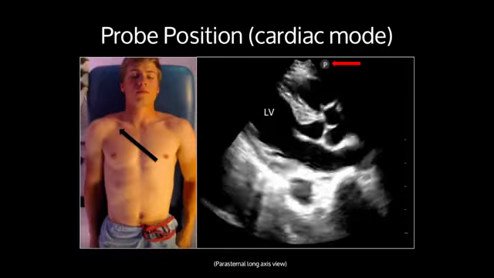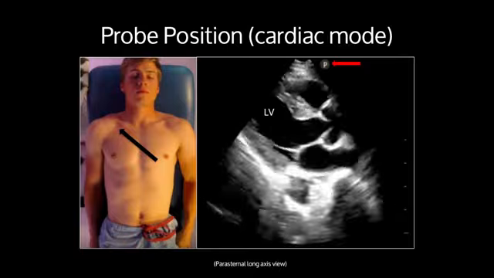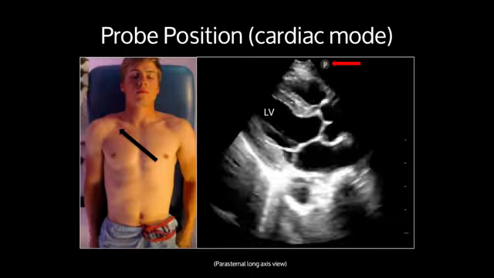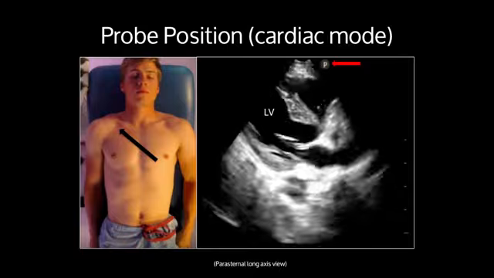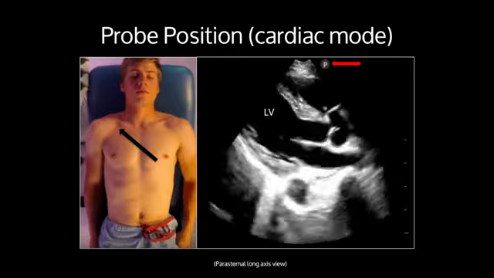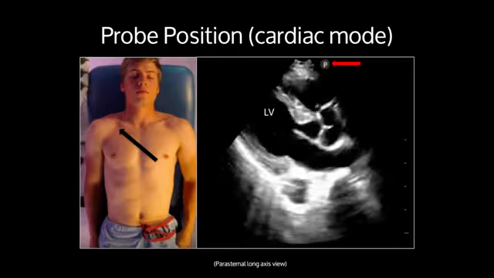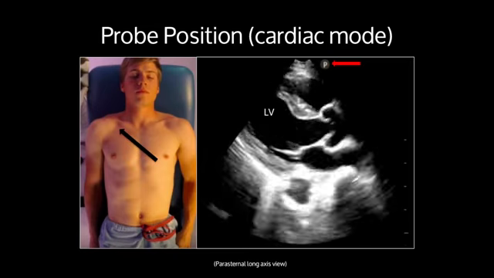So, to summarize, in cardiac mode, the indicator on the screen should be on the right side, and the probe marker should be facing the right shoulder. The LV should be on the left of the screen. Don't worry, there's an easy way to remember that, which we'll get to in a moment.